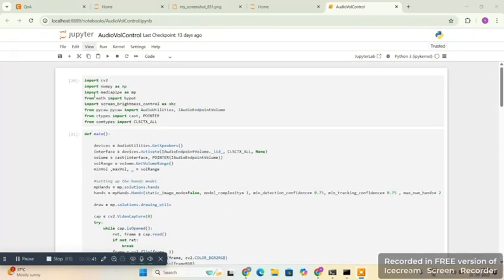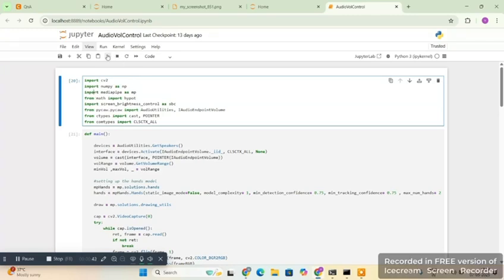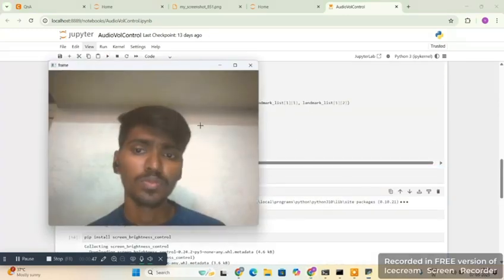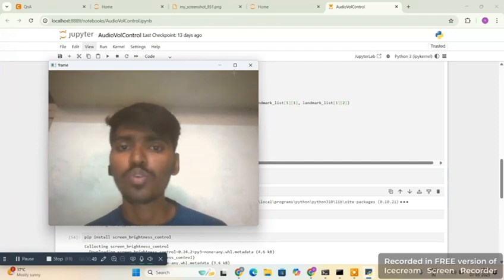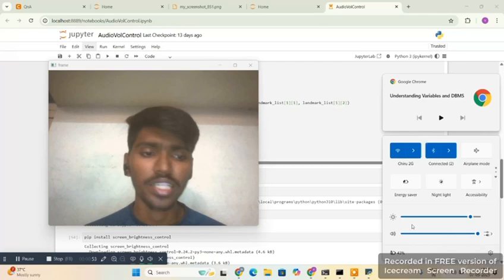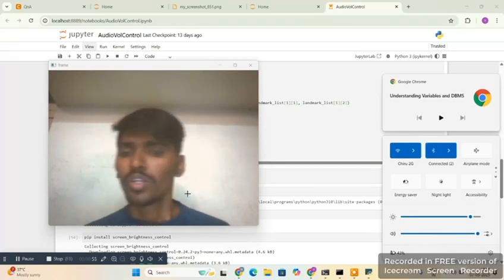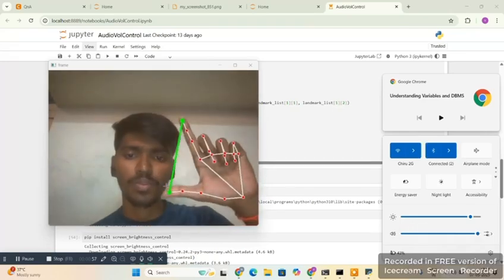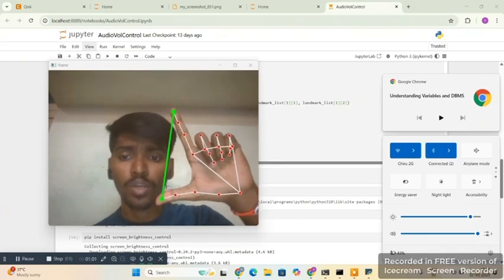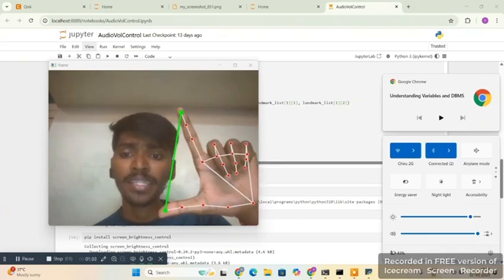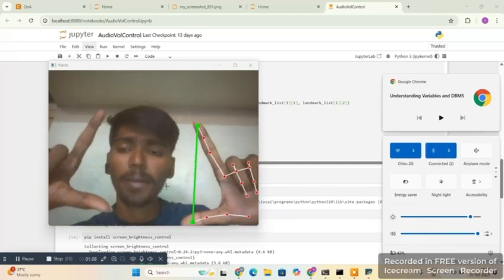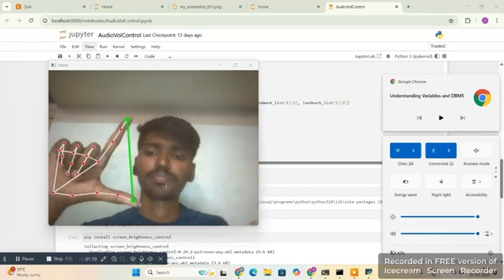So this is the code. First I will run this code. The webcam is open. So you can see how the levels are changing. The right hand is used for controlling the volume of the system and the left hand is used for controlling the brightness of the system.